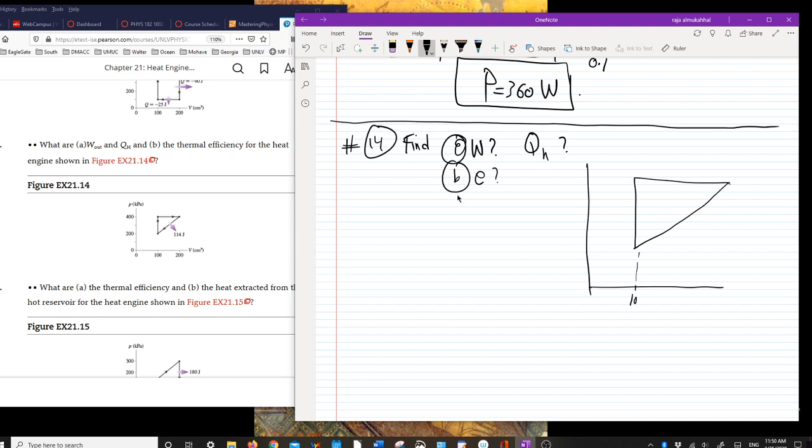This is 100. I can't draw a vertical line. It's anyway right here, I apologize. 200. This is volume in centimeter cubed, and this is 400, and then this one.